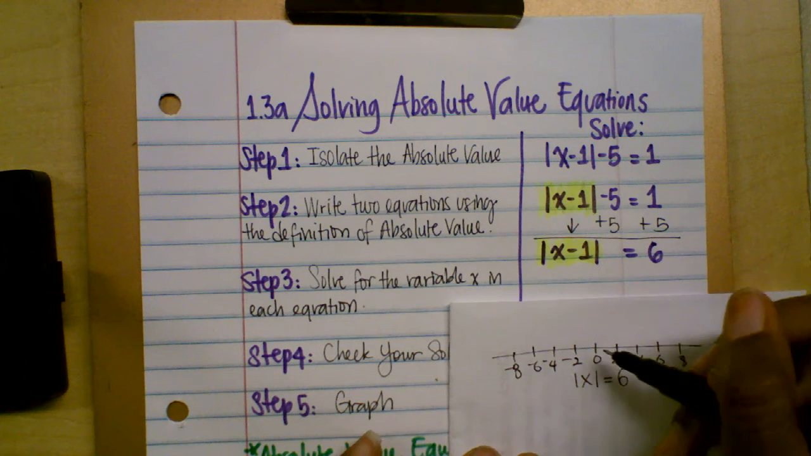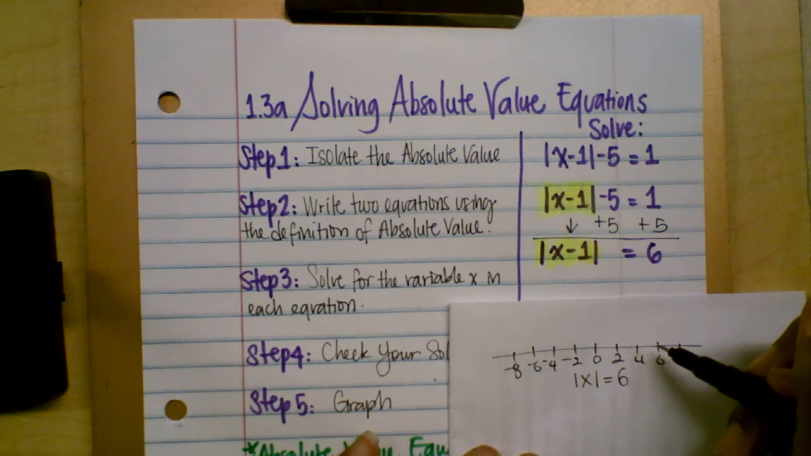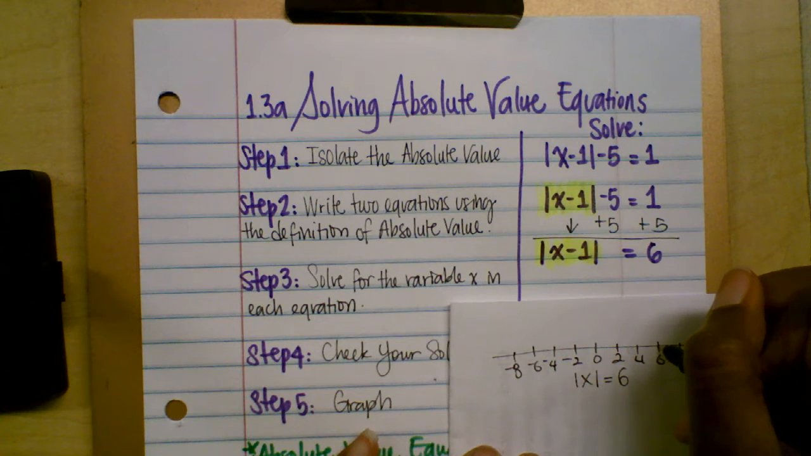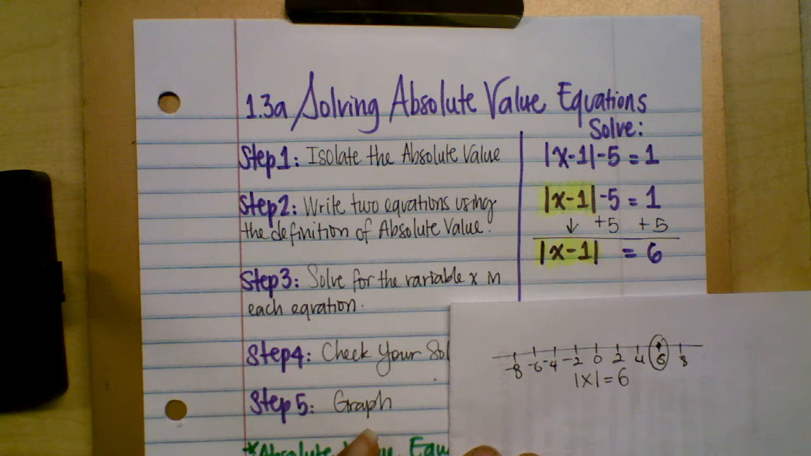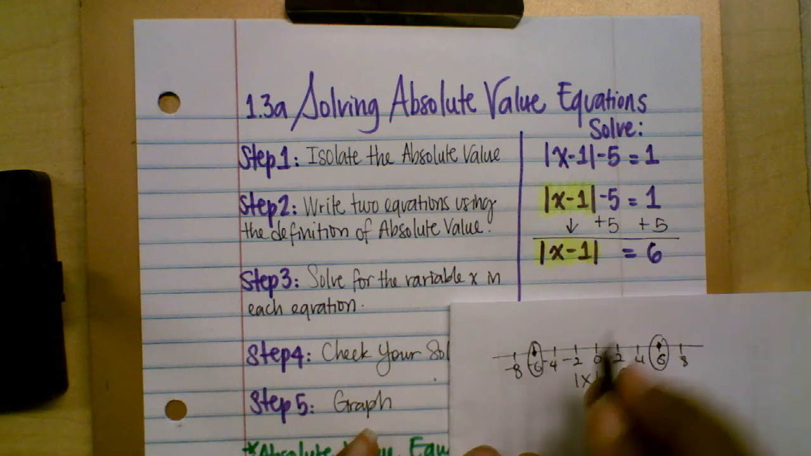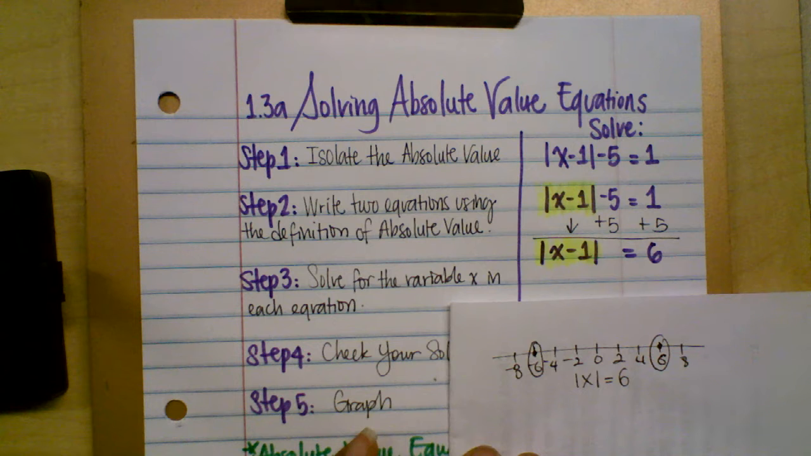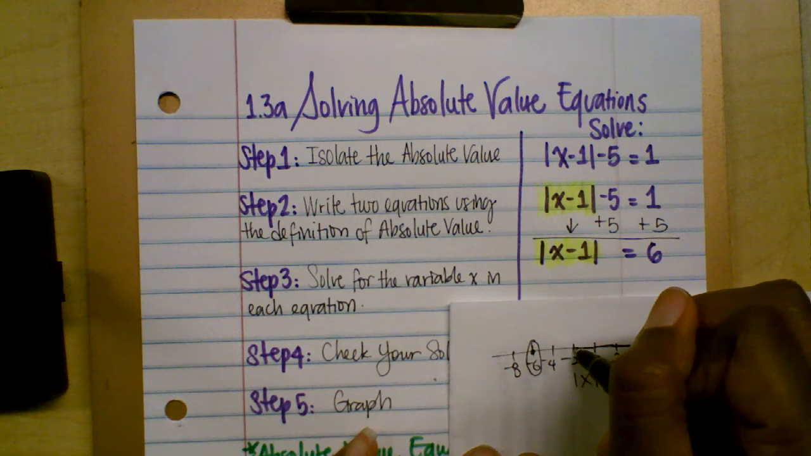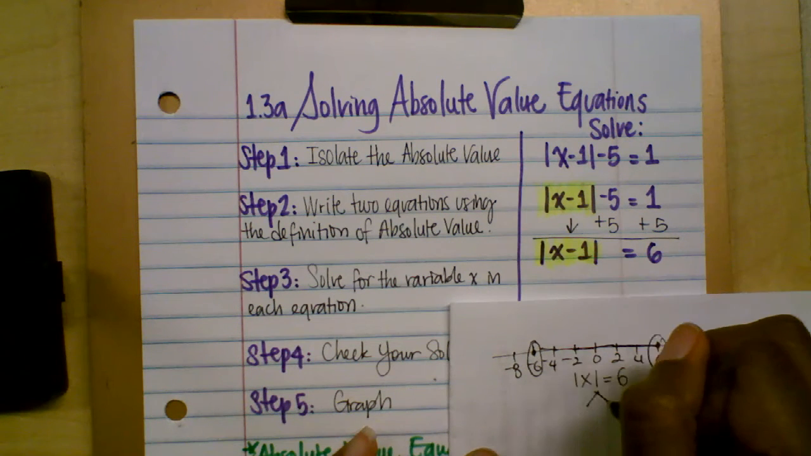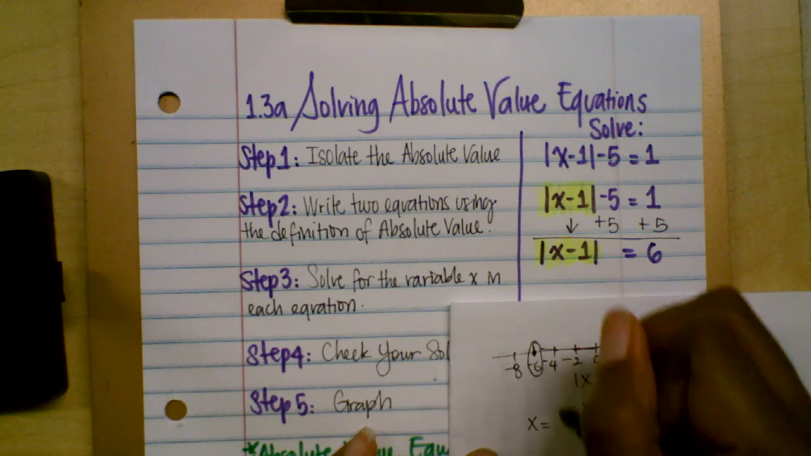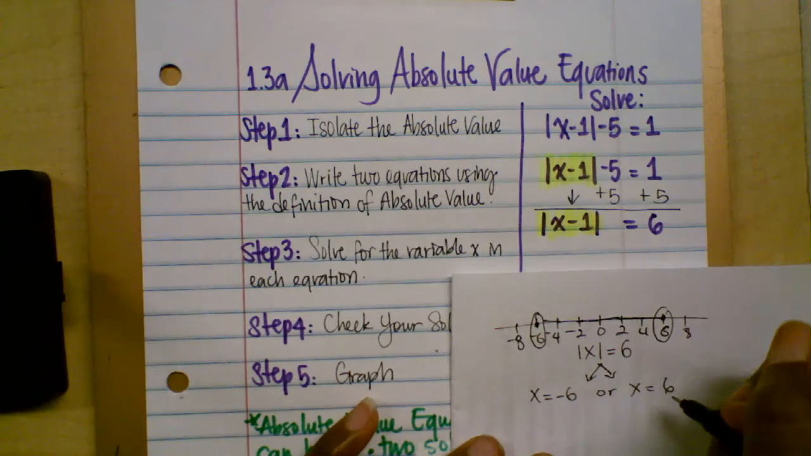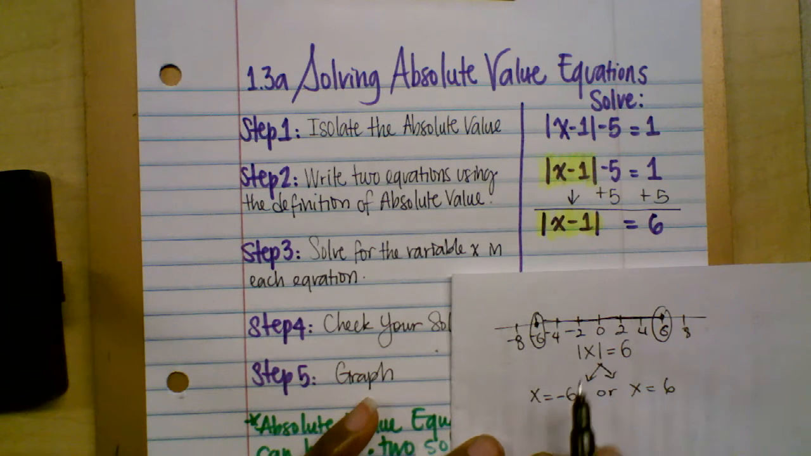If I look at the right side of 0, the number that has a distance of 6 units from 0 is positive 6, as well as negative 6. So these two numbers have a distance of 6 from 0. From 0 I have 2, 4, 6, and 2, 4, 6. So you're going to write two equations here: x equal to negative 6, or x equal to positive 6. You could also write it the other way around, starting with positive 6 and then negative 6.